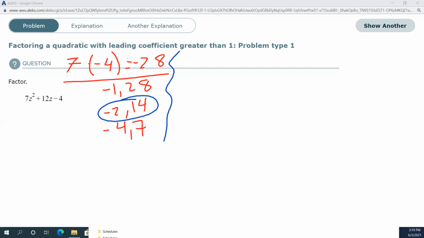So once again, I'm going to rewrite the whole thing, changing the middle term, the 12z. So it'll be 7z squared, minus 2z plus 14z. What else we got? Oh yeah, and then minus 4. I know that this seems kind of big and overwhelming at first, but this process does get very repetitive. And as you practice it a little bit, it's like, okay, this isn't nearly as big of a deal as I thought.